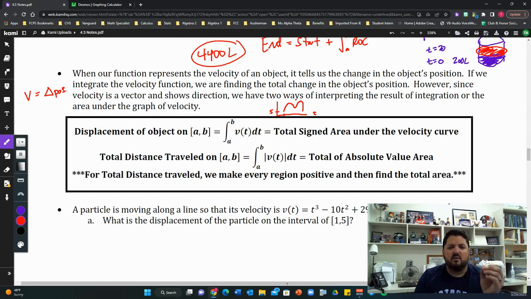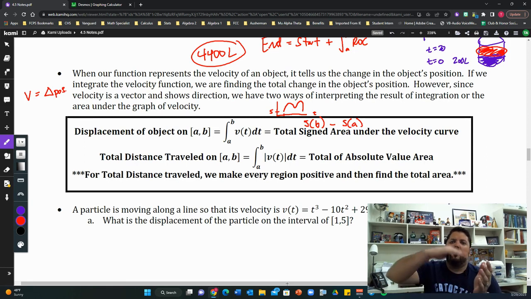So if I did integrate velocity, remember that takes me back to my position function. So that would be the position function's value at B minus the position function's value at A. So it's really just the net change in position.